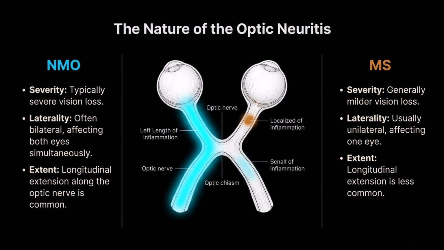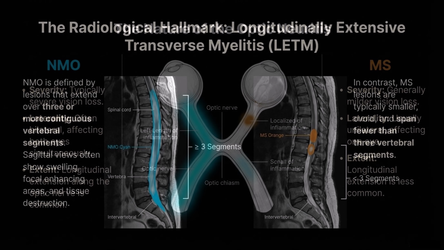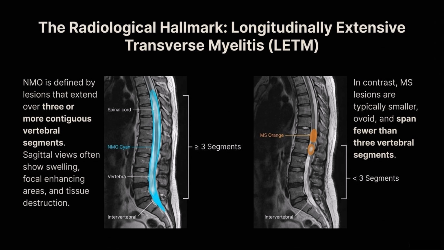Next, let's move down to the spinal cord to discuss myelitis. A hallmark sign to watch out for in NMO is longitudinally extensive transverse myelitis, or LETM. This is defined as a lesion that extends over 3 or more contiguous vertebral segments. In MS, the lesions are usually smaller, spanning fewer than 3 segments.